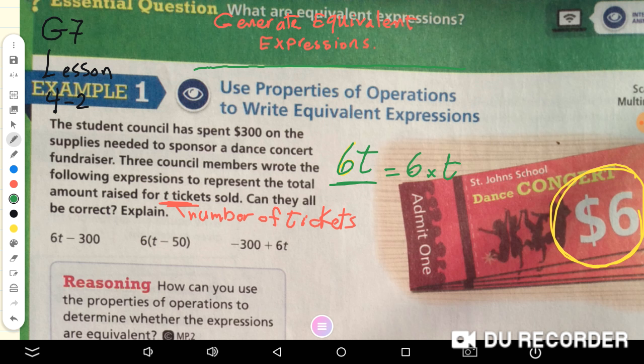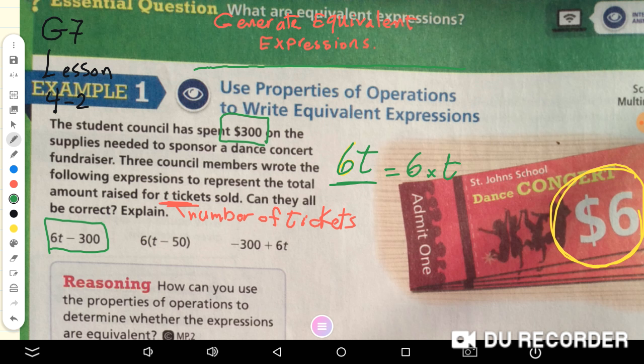So 6T, but we will subtract the total amount of money, the $300 which we paid from the beginning. So the algebraic expression will be 6T minus 300. It's right. It represents the situation here. Can I write 6T minus 300 in any other way? Yes, in math.